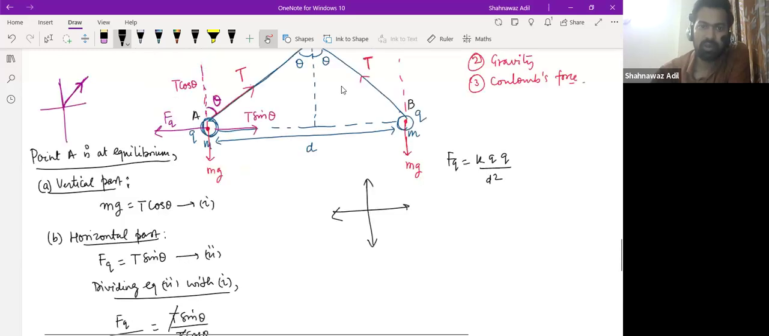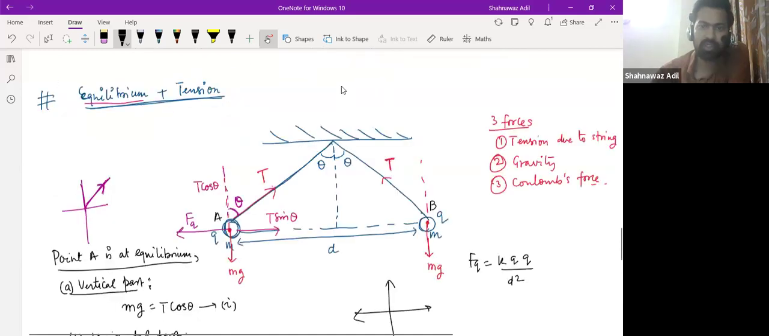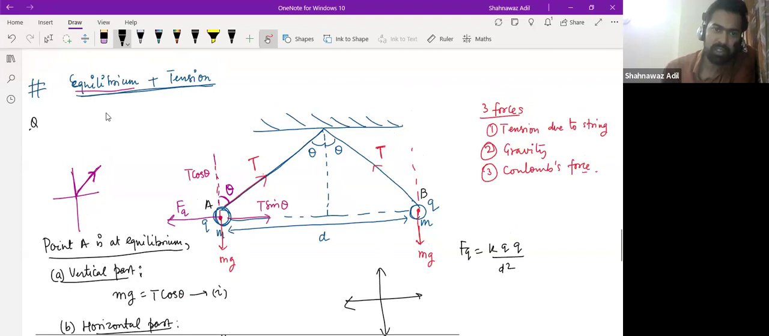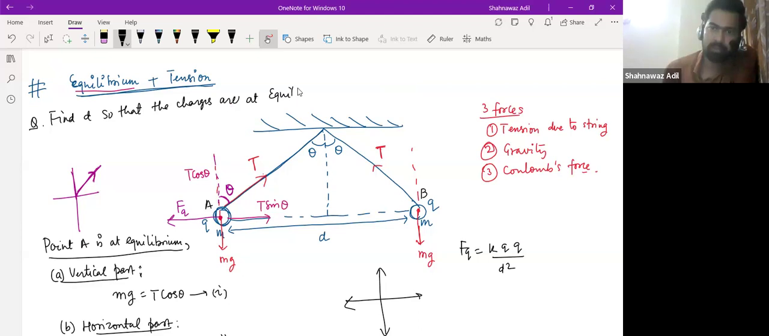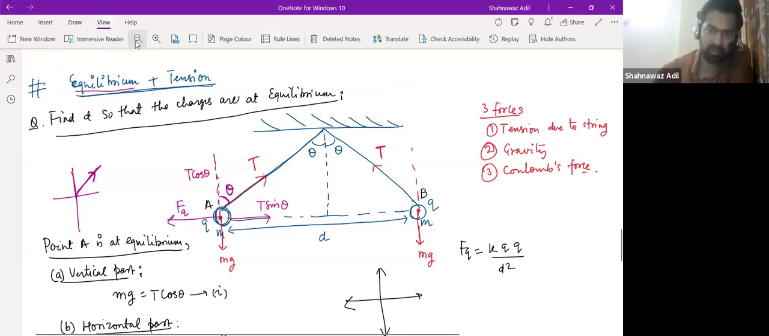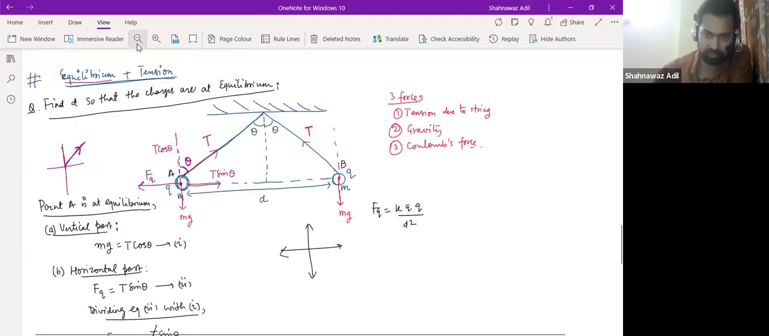Okay, so this was the question. We have to find the separation D. So the question was to find D so that the charges are at equilibrium. So please note down this question, and if you have any doubt in this one, please tell. Okay, sir.